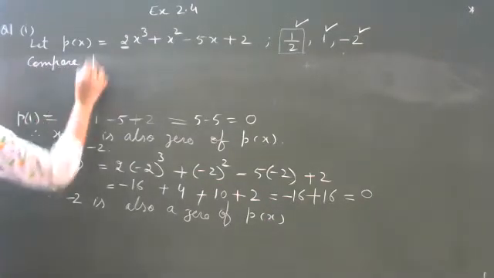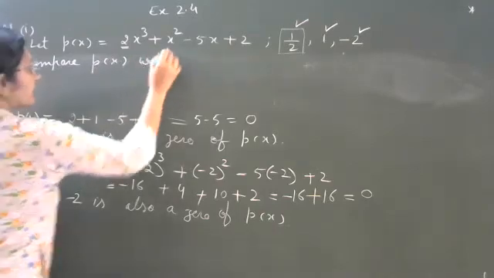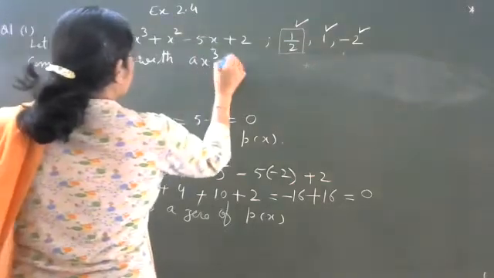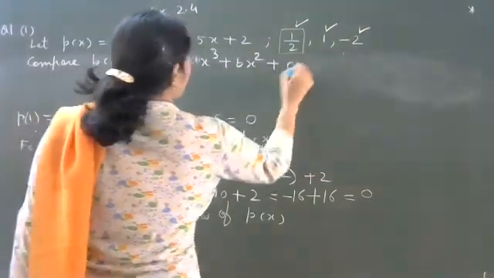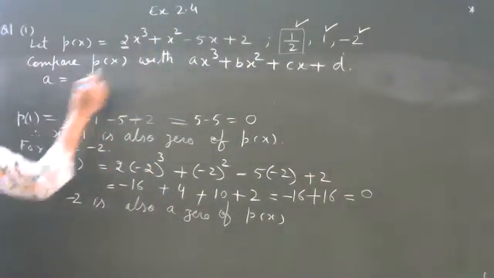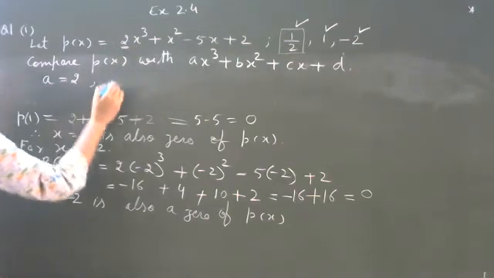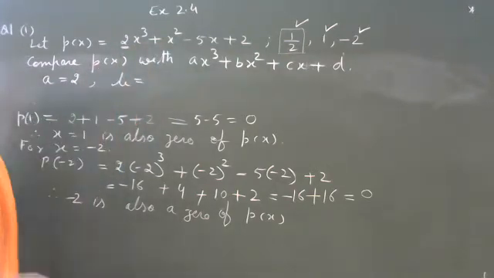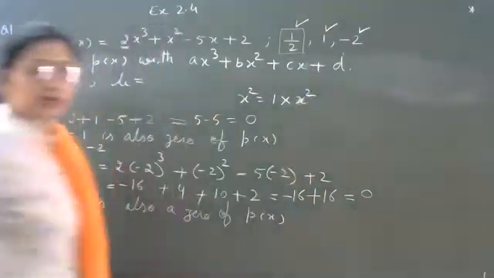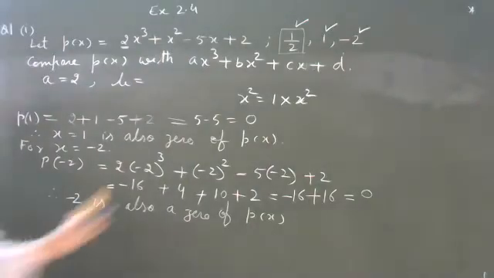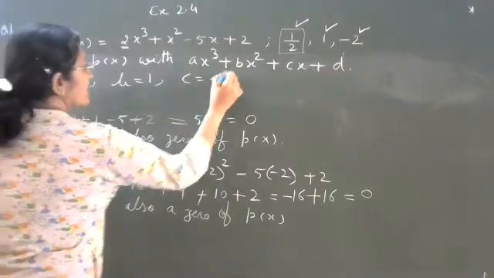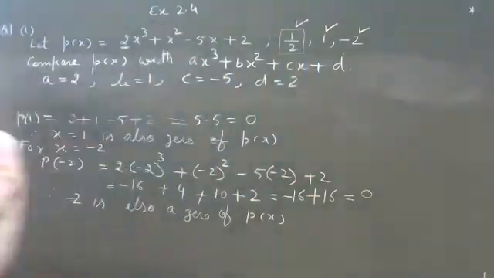Now compare p(x) with, इससे compare करना है standard form of equation, that is ax cube plus bx square plus cx plus d. So here the value of a, x cube का coefficient, that is 2. Value of b, x square का coefficient, x square can be written as 1 into x square. ठीक है, तो इसमें coefficient है that will be 1. Value of c is -5, d is 2.